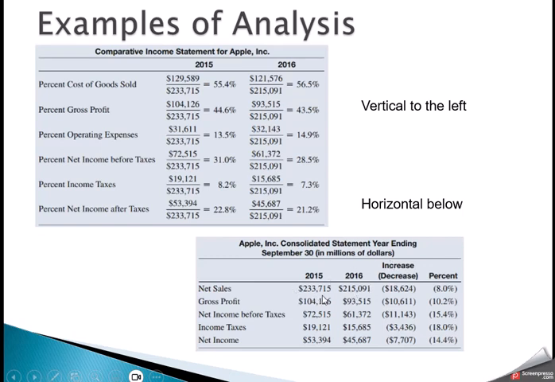Horizontal, again, we're going left to right. So we say last year is the 2015, this year is 2016. We decreased, and then we take the dollar amount of that decrease and divide it by 2015 to get the percent. Same thing, each line. To take the difference, again, it's a decrease, divided by 2015, the prior year, and get a percent.